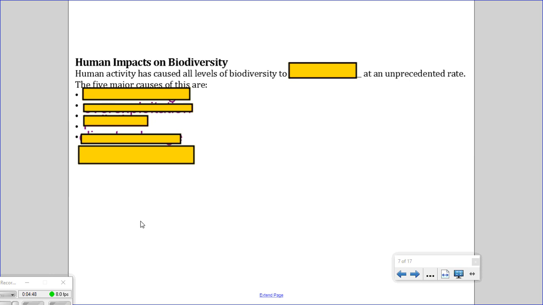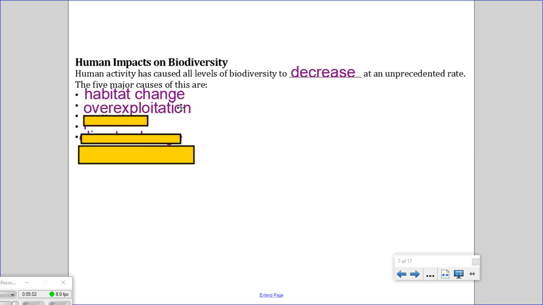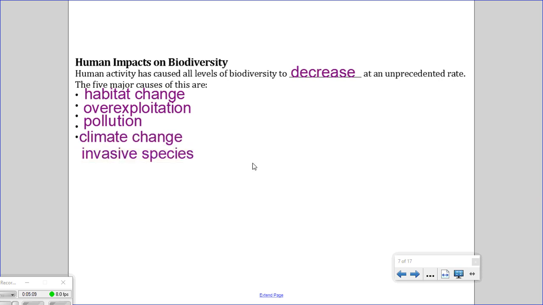Now, there are human impacts on biodiversity. Human activity has caused all levels of biodiversity to decrease at an unprecedented rate. The 5 major causes of this are habitat change, overexploitation, pollution, climate change, and invasive species.